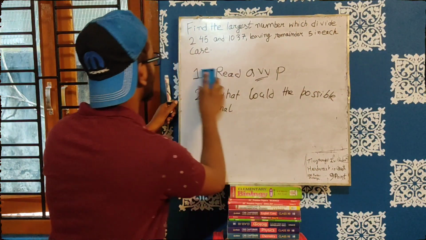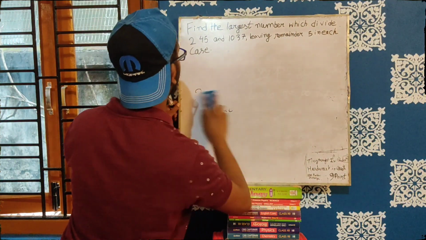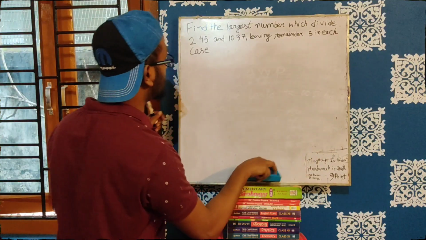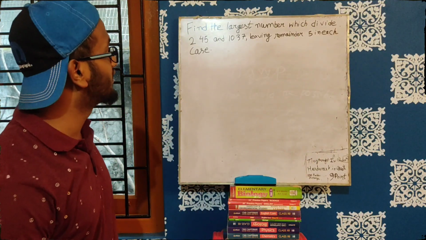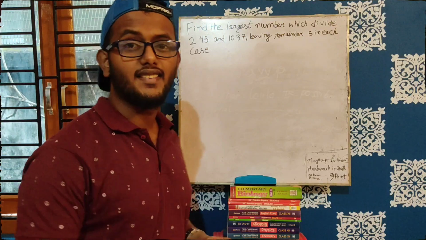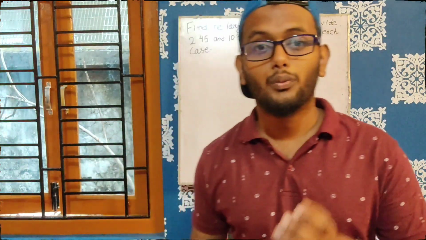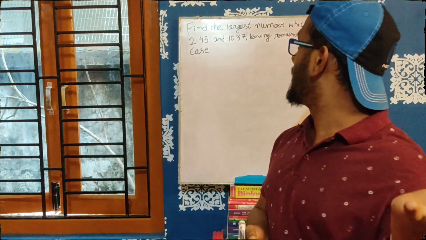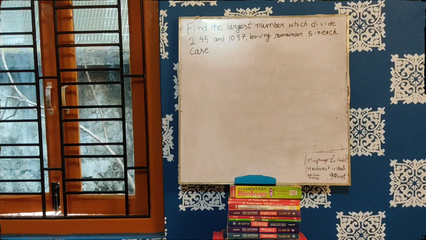Now, what they have said: find the largest number which divides 245 and 1037, leaving remainder 5 in each case. So 245 is there, 1037 is there. These two numbers are there. Now they have told me to... is the recording going on? Yes, it's going on perfectly.